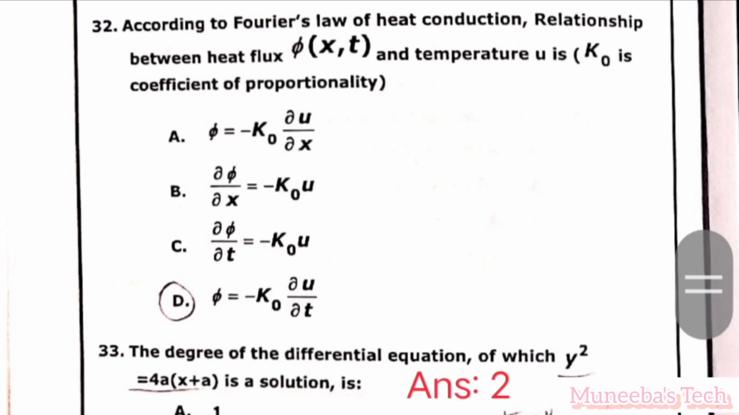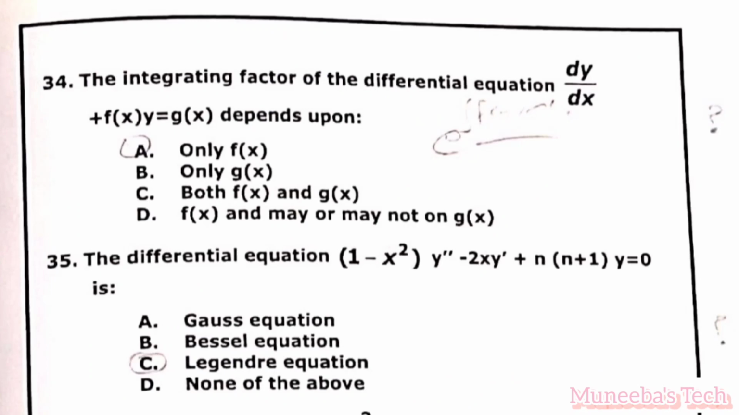Question number 33 is: the degree of the differential equation of which y square is equal to 4a into x plus a is a solution. Always the degree is the highest power, so degree is 2. Question number 34. The integrating factor of the differential equation dy over dx plus f of x times y is equal to g of x depends upon. Always remember the integrating factor is the term written with y. So here in the given differential equation, only f of x is the required integrating factor.